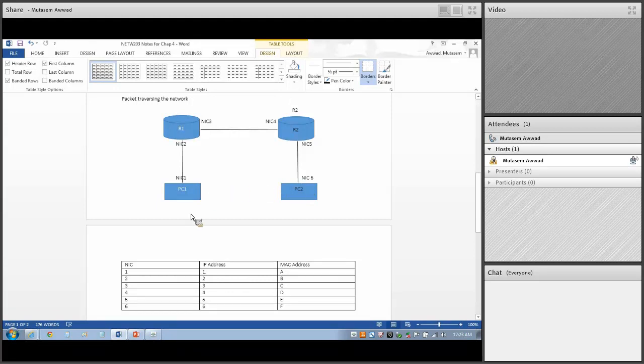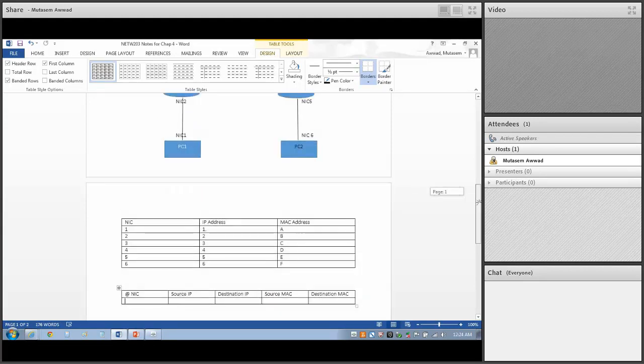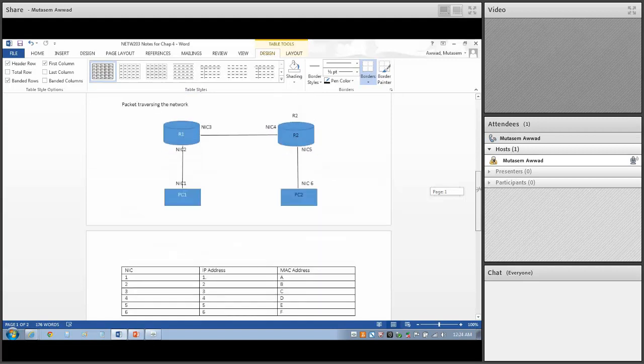Let's assume NIC 1 has IP address 1, for example, and MAC address A. NIC 2 has IP address 2 and MAC address B. And NIC 3 has IP address 3, MAC address C, and so on. Okay? Let's assume that PC1 wants to send data to PC2. Okay?